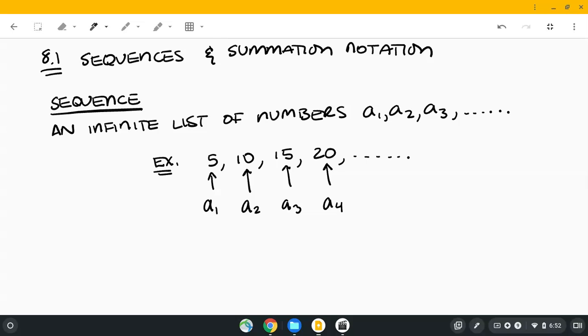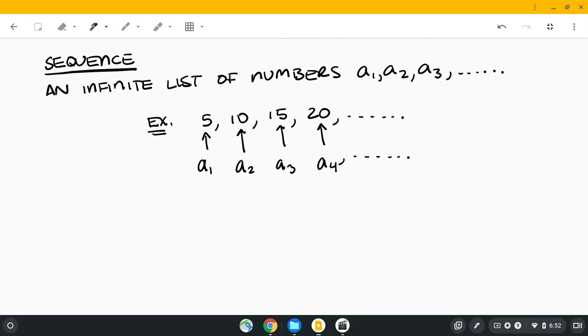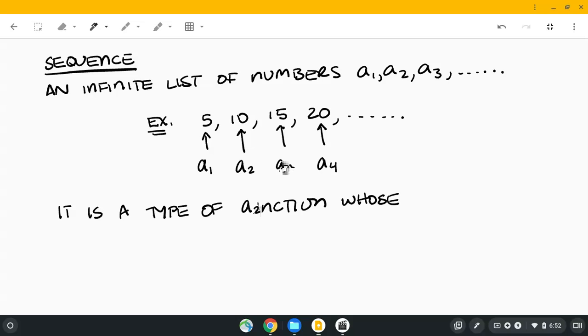So it is a type of function whose domain or whose inputs are natural numbers.